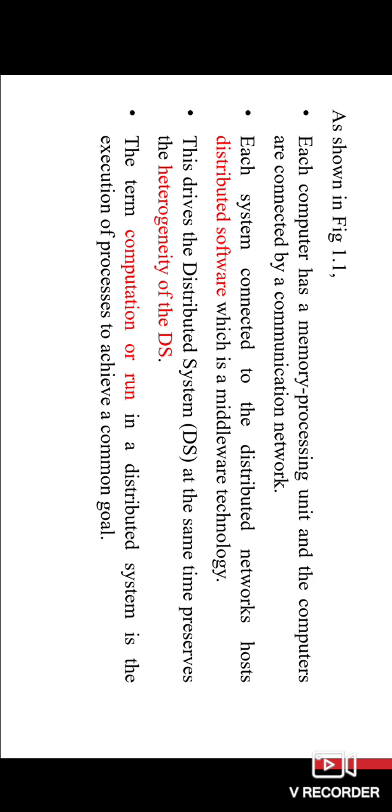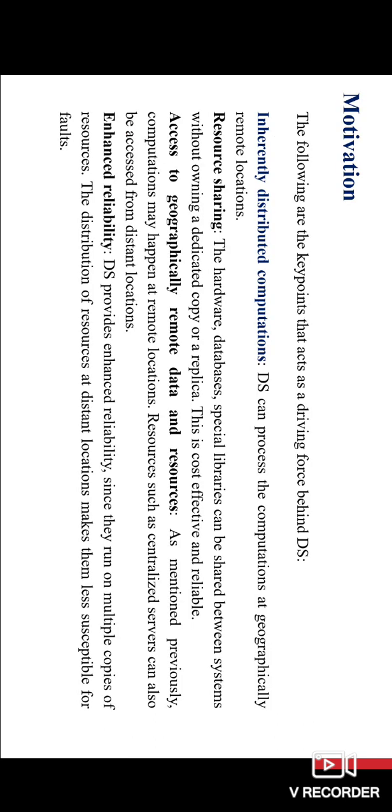So what is heterogeneity? Different formats, different representations. Each and every computer can have its own representation, its own architecture, its own hardware, its own software. They may be different from one another, but to hide this heterogeneity, we are using the middleware, which is called distributed software. So what is a computation or run? A computation or run in a distributed system is the execution of processes to achieve a common goal. It is termed a computation or run.